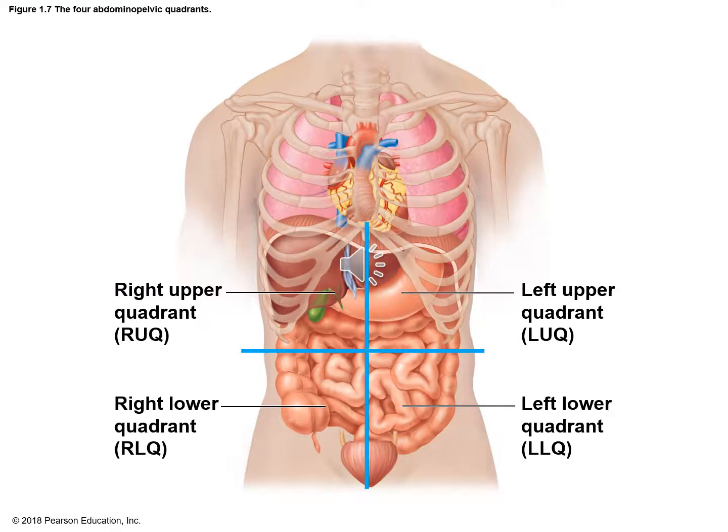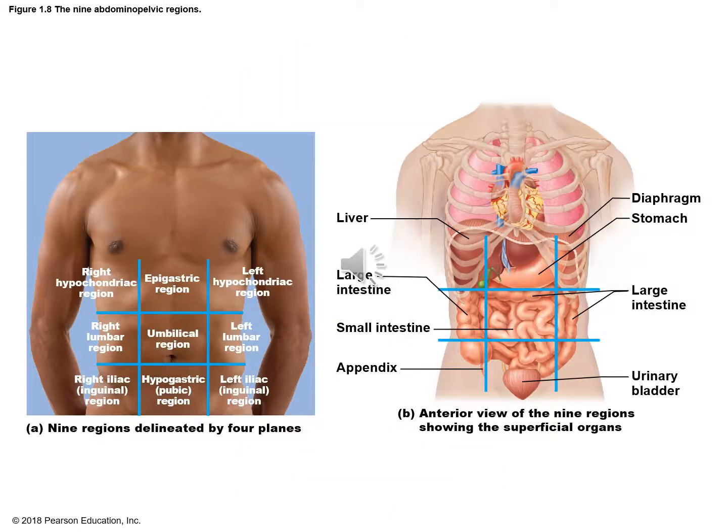In this case, we're labeling quadrants of the abdomen and we're using the navel as our guide, our midpoint. Here we are identifying 9 regions of the abdominal pelvic area. And for example, if a patient presented in the emergency department with severe pain in the right iliac or inguinal region or in the hypogastric or pubic region, we may be suspicious that they have appendicitis because we know that the appendix is in that area.